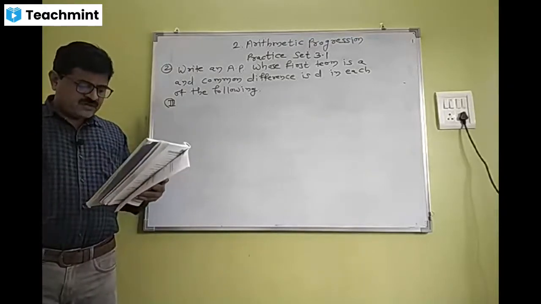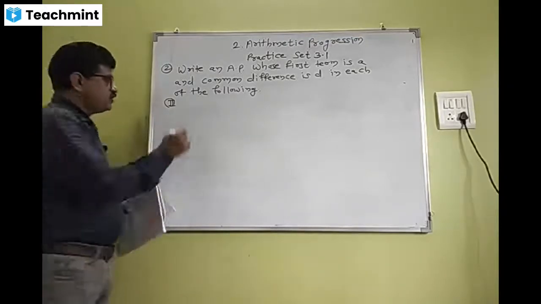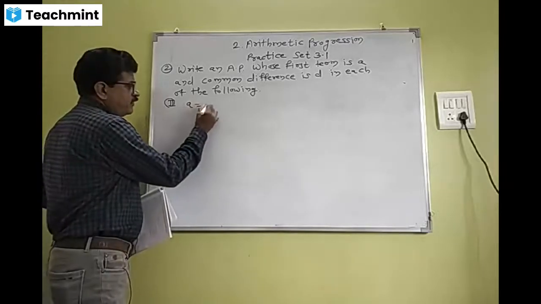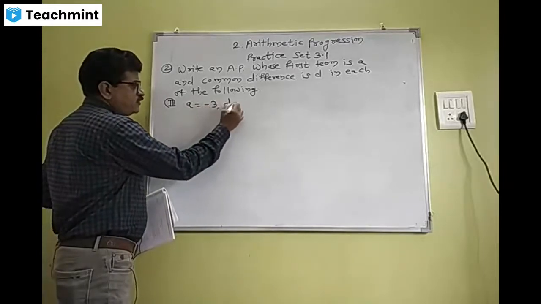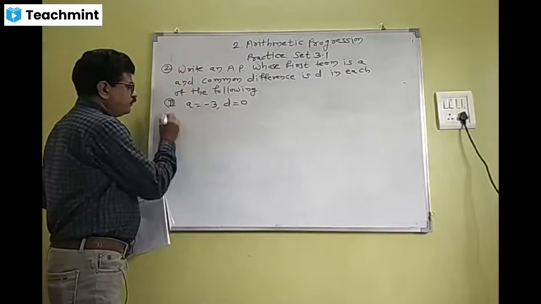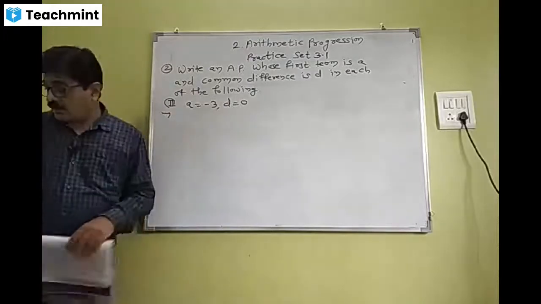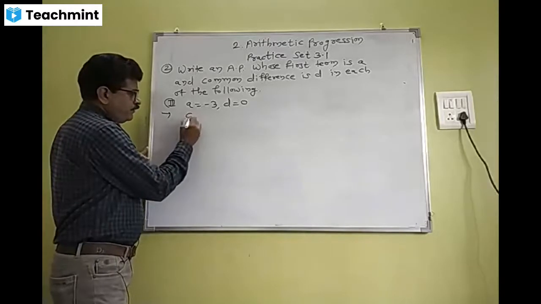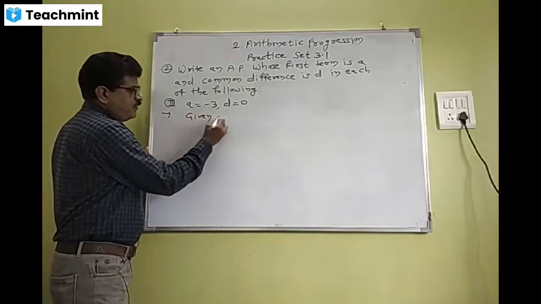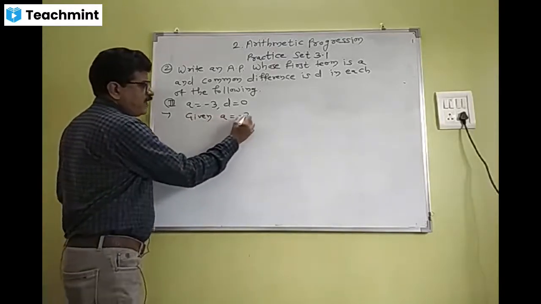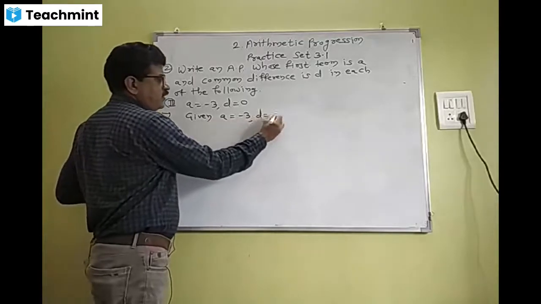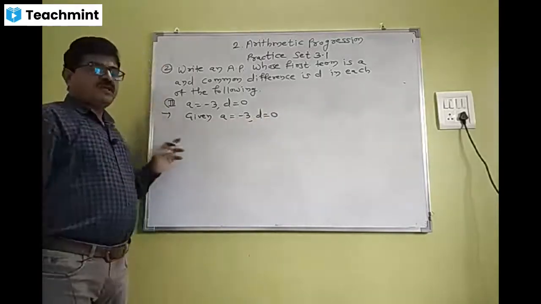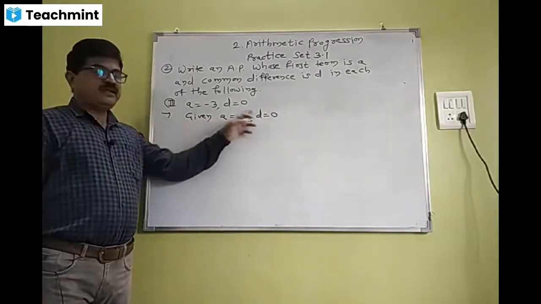A is equal to minus 3, D is equal to 0. Now first write down given as it is. Given A is equal to minus 3, D is equal to 0.